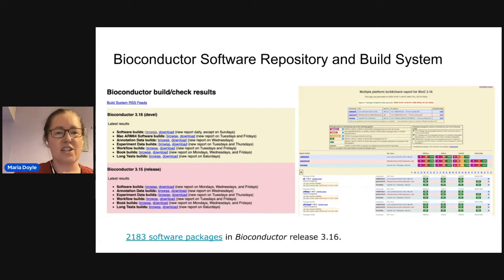And this is a screenshot of the build system, the checks that are performed every day. So there are now over 2,000 packages in the repository, and all these packages are built and tested daily. And anyone can go and view the results from these checks online. So it's very well tested.